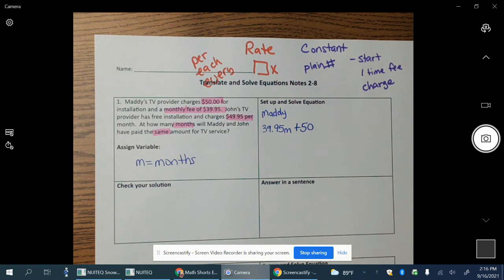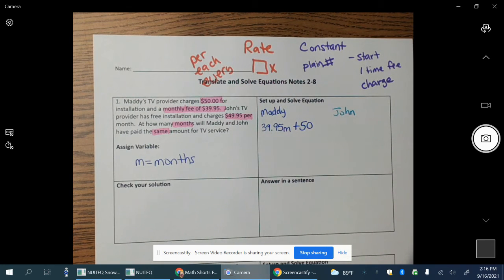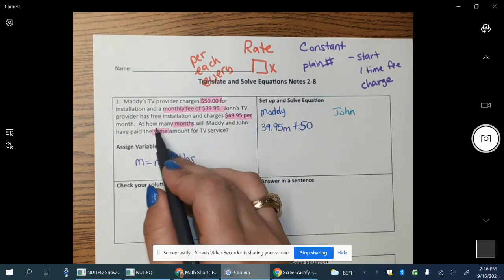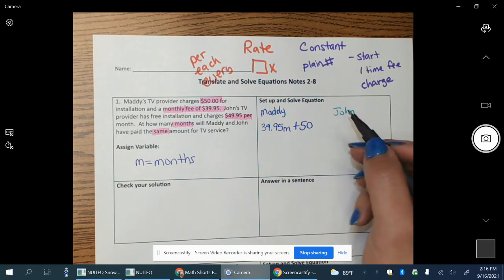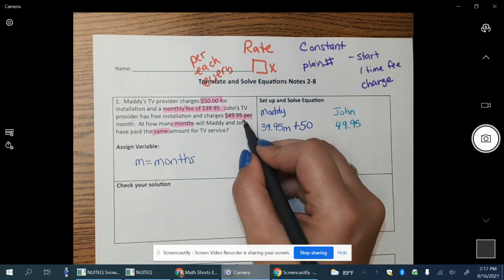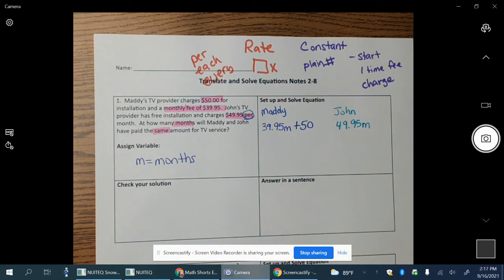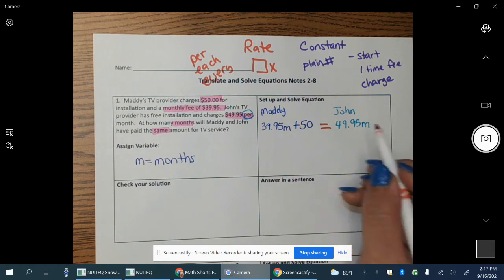Okay, now let's look at John. What does John's company have for a rate? $49.95. This is John's, and it says per, and what does per mean? Multiply. Now, does John have a constant? No. And the question says, when will they have paid the same amount? The same, so equal. Okay?